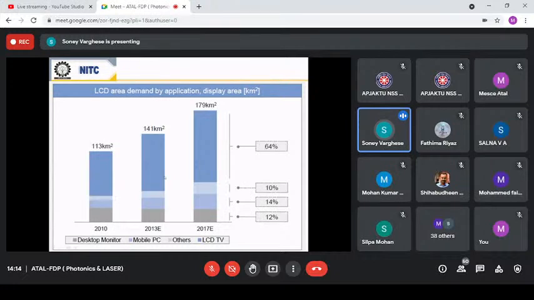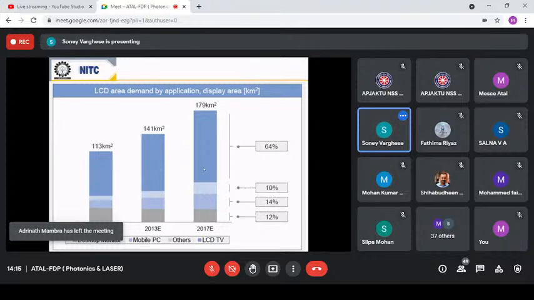You can see that for 2010, the area of LCD panels. I'm talking about the LCD panel area, right? And you can see that in 2010, the area was around 113 square kilometers, right? And in 2017, it became 179. Probably it has reached more than 200 nowadays in 2021.